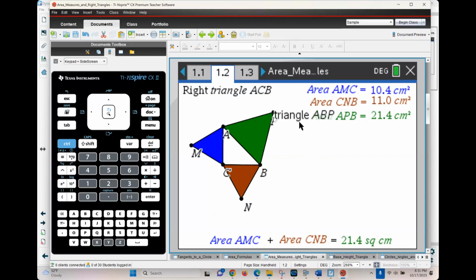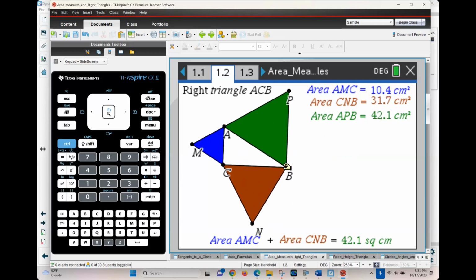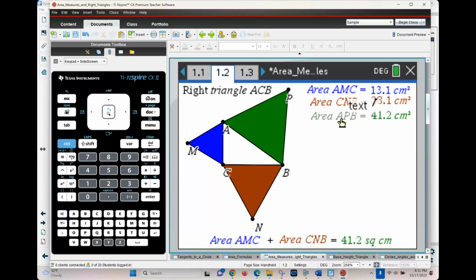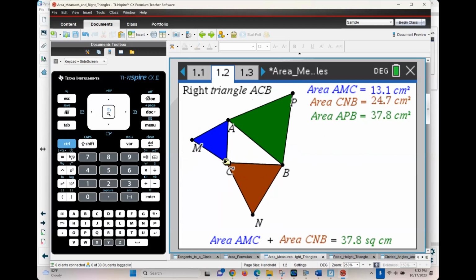Well, it turns out no matter what figure you use, this will work. I saw this years ago on an NCTM video, a long time ago. You can see that the area of the blue equilateral triangle plus the area of the brown equilateral triangle equals the area of the green equilateral triangle. Not just for this one, by the way, this is a right triangle, ACB. But watch what happens when I grab point B. The areas change because I'm changing the lengths of the sides. If I grab point A, no matter what, the area of triangle APB is always the sum of the areas of these two. This is, to me, really amazing.